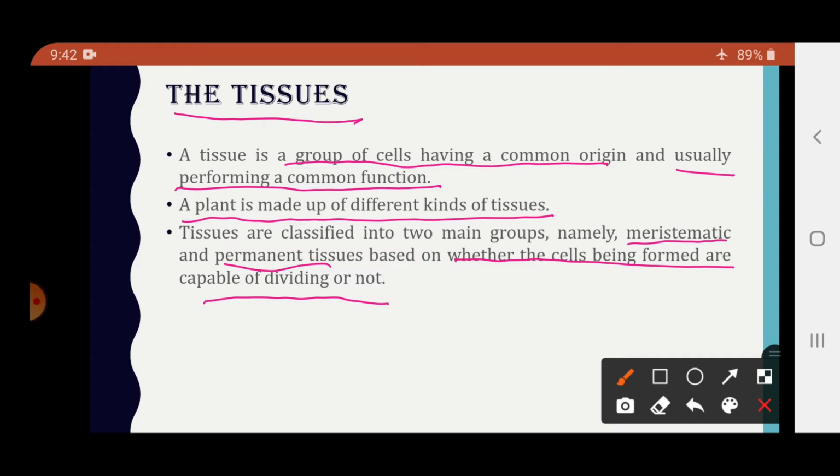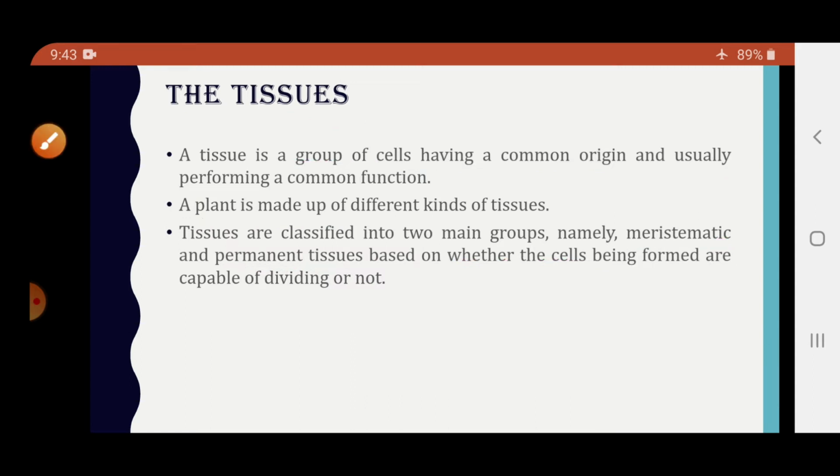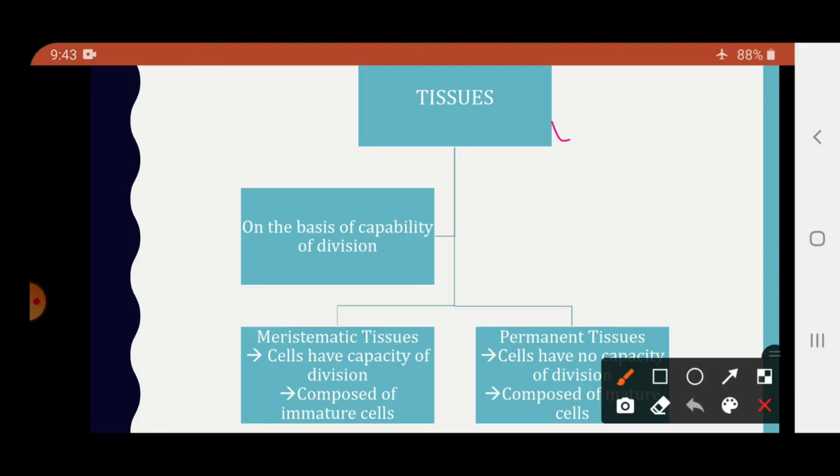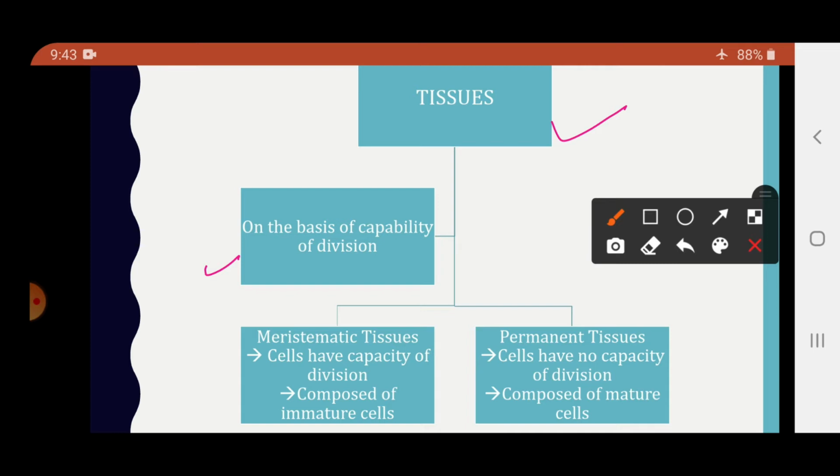So this division of plant tissue is based on what? Whether the cells found in the tissues are capable of division or not. What is a tissue? It is a group of cells. So on the basis of whether the cells found in the tissues are capable of dividing or not, the plant tissues are divided into two categories, namely the meristematic tissues and the permanent tissues. So this is basically the classification, students. Tissues on the basis of the capability of division are divided into two: one is the meristematic tissue and the other is the permanent tissue.